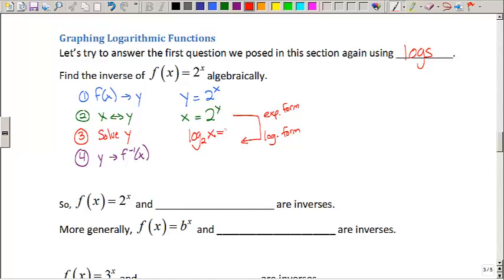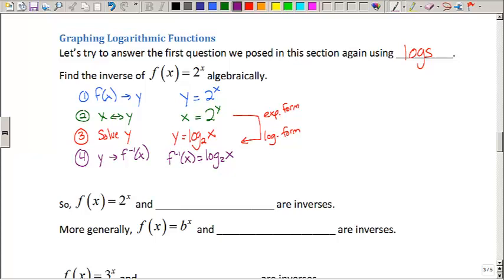You can put the y in the back, or you could put the y in the front. It really doesn't matter to me where you put the y. And the last step is to take y and replace y with f inverse of x. It's not the same function that we originally started with, it's its inverse. So we use f inverse, or f to the -1. It's not really a -1 power, it's called f inverse of x equals log base 2 of x.